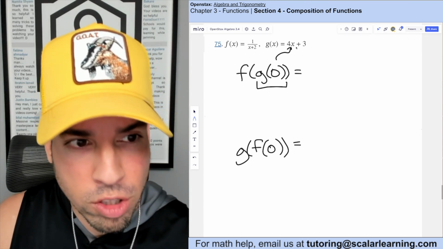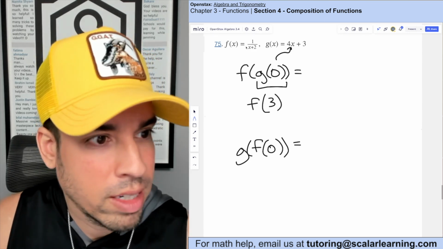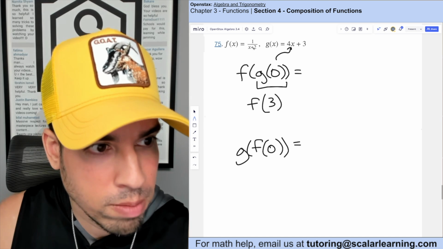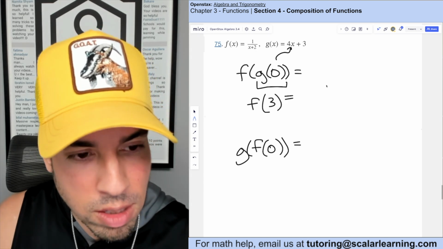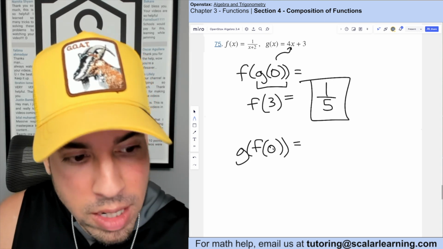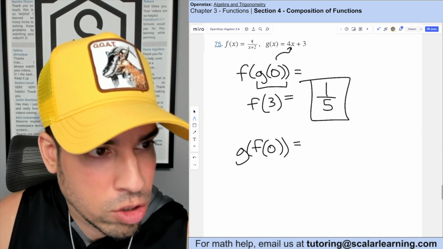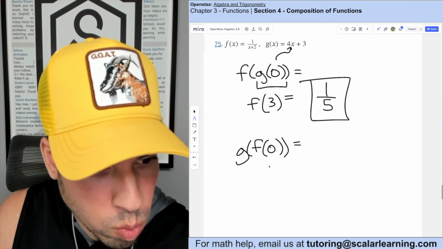So starting with the inside, starting with g of 0, plugging 0 in for g of x. That's 4 times 0 is 0 plus 3 is 3. So then we're taking that 3 and we're plugging that into f. So 1 over 3 plus 2 is simply 1 over 5. Boom, done. Now we go the other way. Plug 0 in for f of x. So plug it in there. It's 1 over 0 plus 2, which is 1/2.